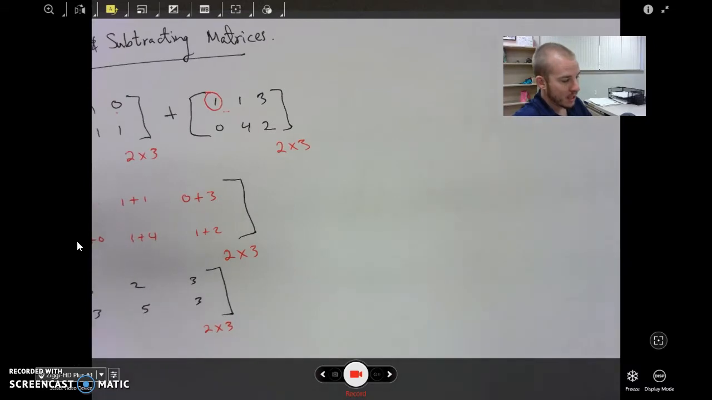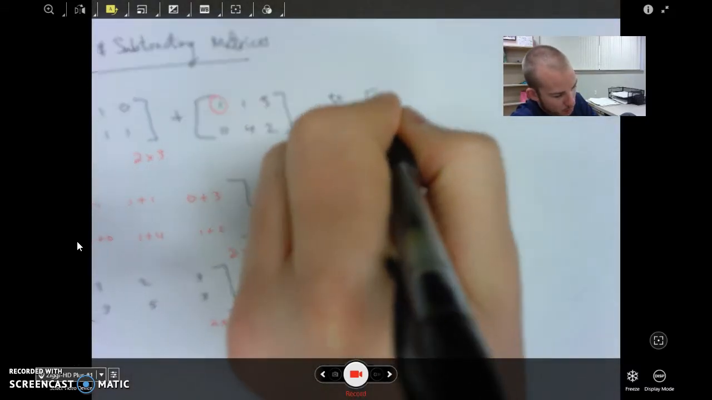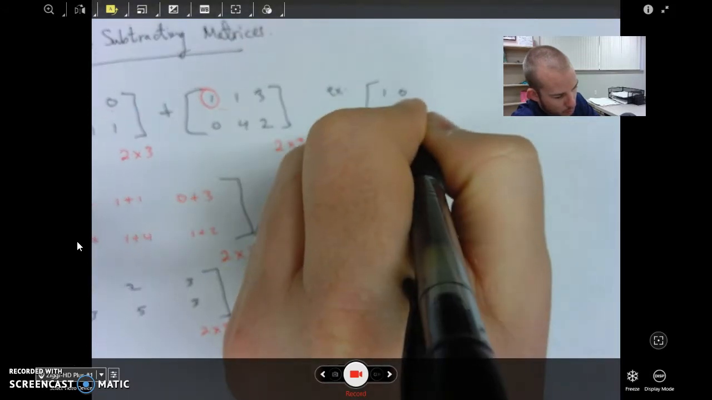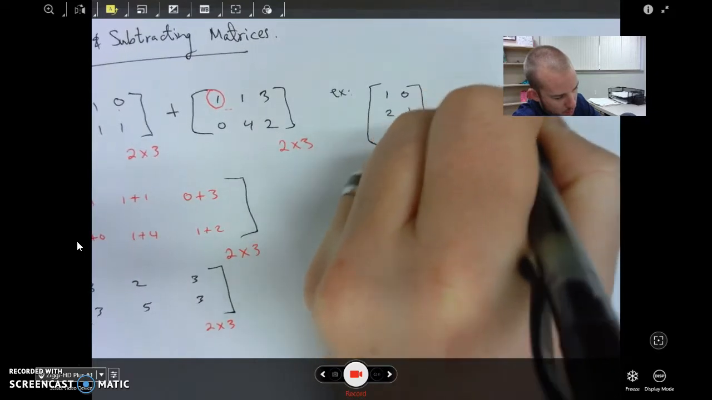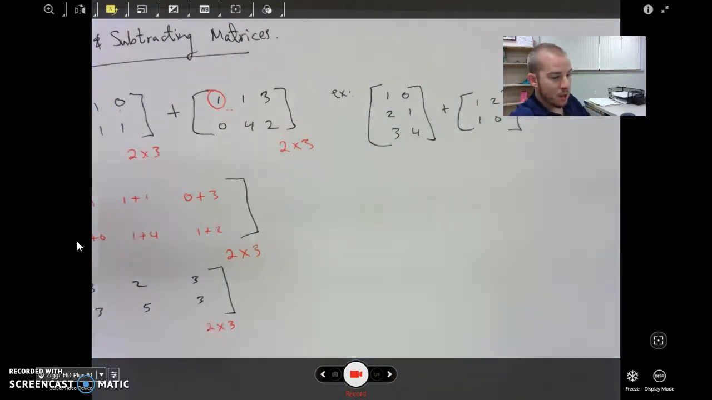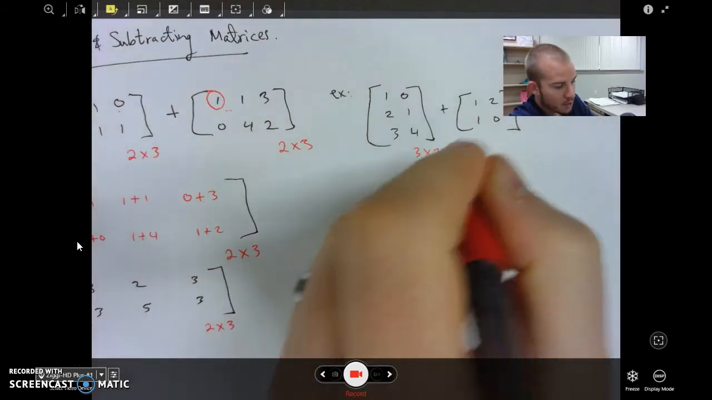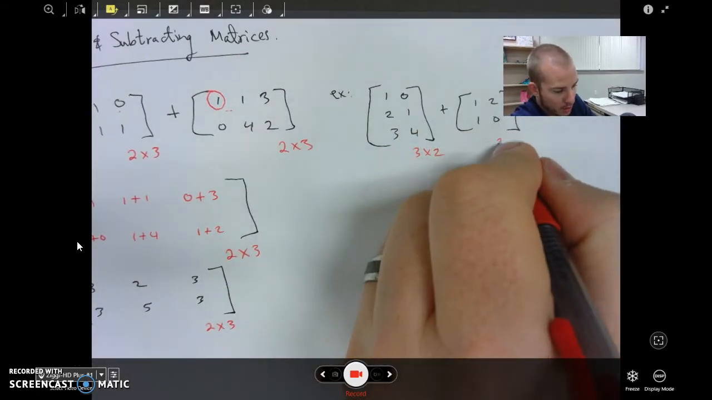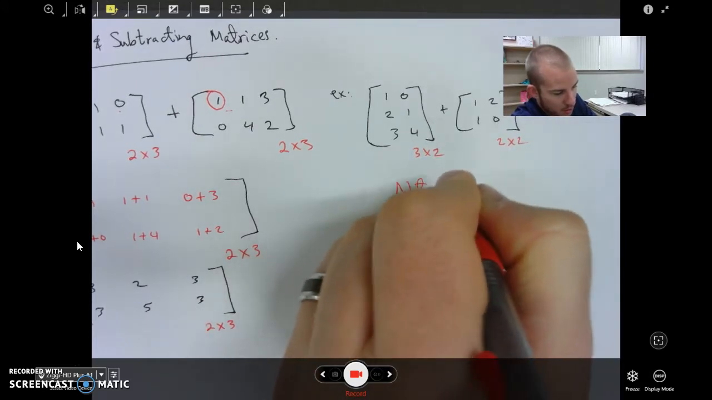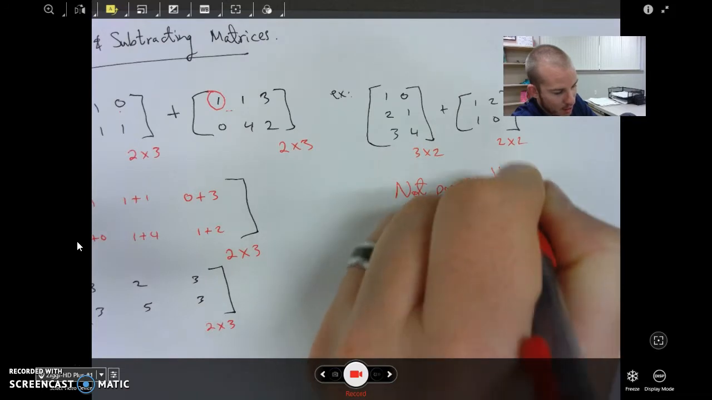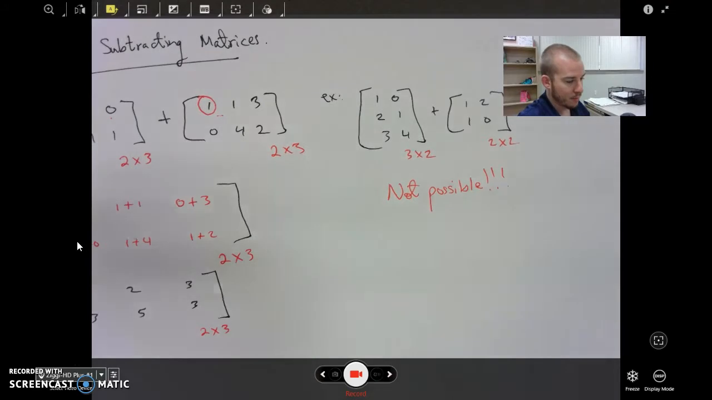Now here's the thing. If I had 2 matrices like this, let's say we had 1, 2, 3, 0, 1, 4, and we were going to add that to this matrix here, 1, 2, 1, 0. The dimensions of the first matrix are 3 by 2, and the dimensions of the second matrix are 2 by 2. This is not possible. These 2 matrices do not have the same dimensions. Therefore, you cannot add or subtract them together.